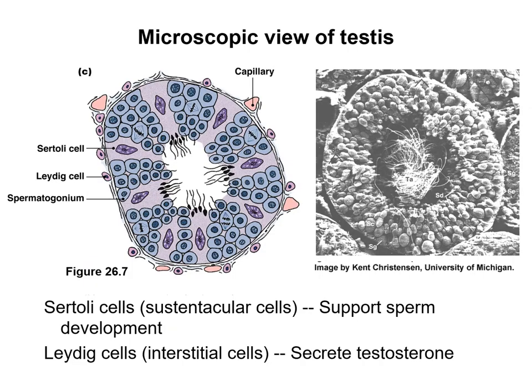Now, when we zoom into more of a microscopic view of the testes, on the picture on the right, we actually have an electron scanning micrograph of a cross-section of a seminiferous tubule. You'll see here the different cells that are involved in these structures. And these tails that you see here are the sperm that are being produced. Not fully mature, but the developing sperm that are at the later stages of development.